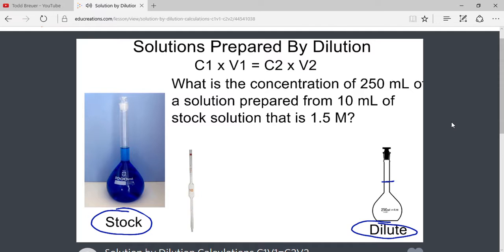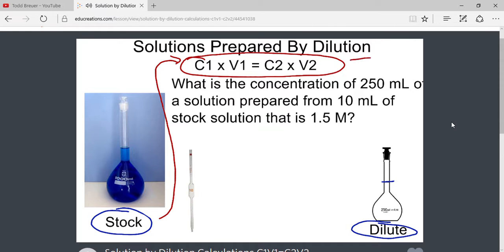In reading the words of the problem, what we should always look for here are pairs of ideas that relate concentration and volume. When looking at the chemical formula for understanding solutions prepared by dilution, we see C1 times V1 equals C2 times V2, which essentially means the concentration and volume of the stock solution that were used is equal to the concentration and volume of the dilute solution that is prepared.